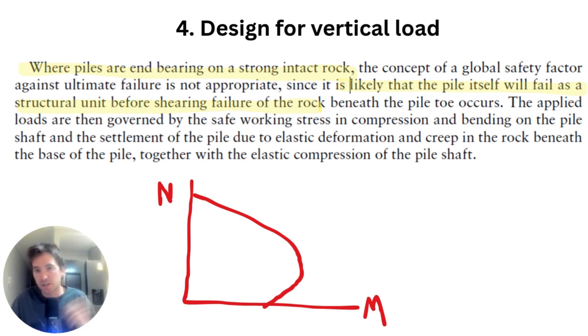The next step is to check the actual element itself, and it's the exact same as a column. So a pile, once you've satisfied the ground condition check, when you're checking the element, it is the same as a column, which is what I've highlighted in the text here, and I've drawn a very ugly column interaction diagram.